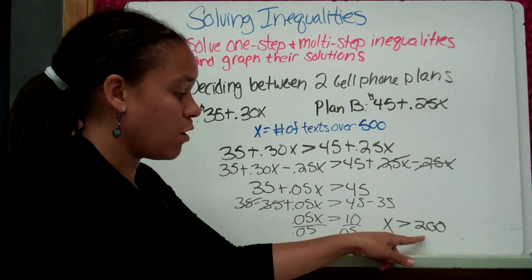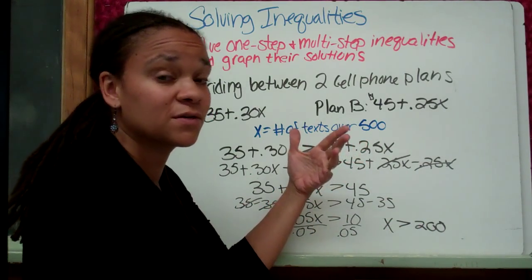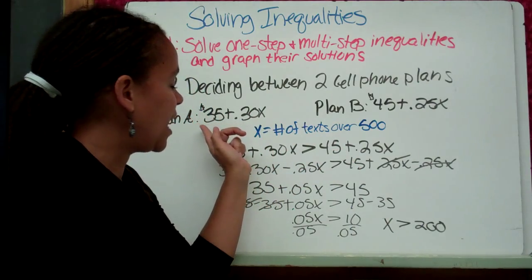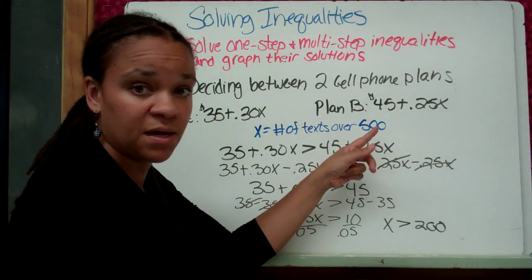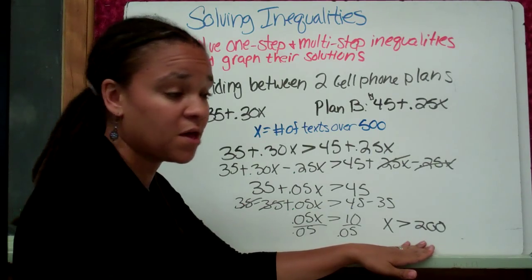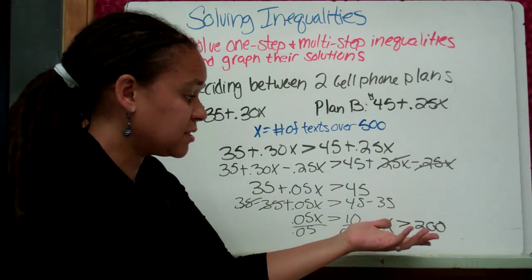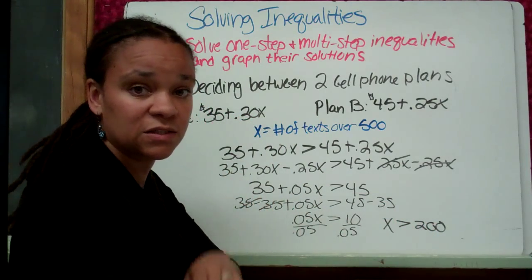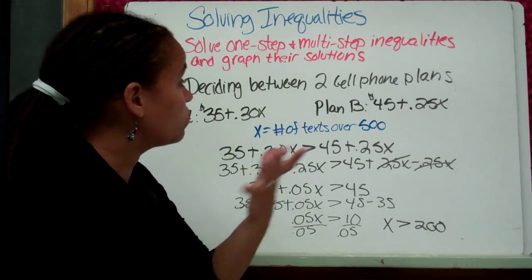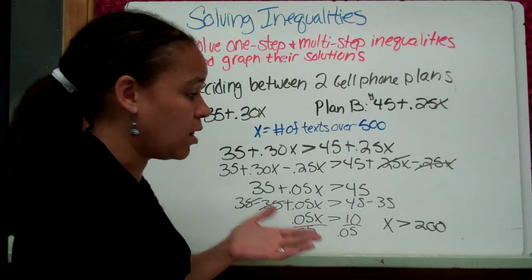So if you have more than 200 for x, that means you are texting over 700, then Plan A is going to be more than Plan B, which means if you're going to text more than 700 text messages in a month, you should probably go with Plan B. However, if you're going to text less than 700, it's going to make more sense for you to go with Plan A. So this is a real-world example of why we would use something like solving inequalities.